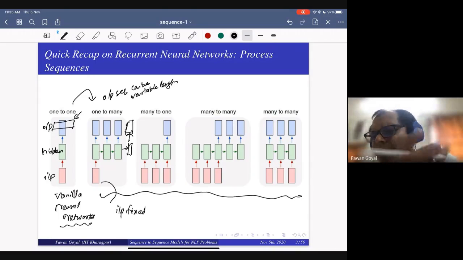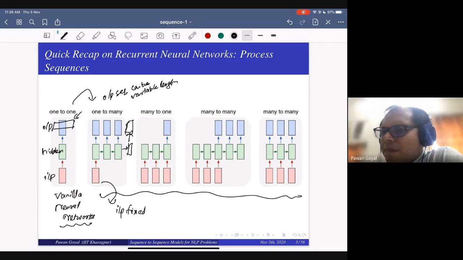Now, what kind of application do you think where this is helpful, where my input may be fixed length, but my output can be of variable length? Can someone tell me some particular application you can think of? Input is fixed length, but output can be a variable length sequence. You can put it on chat, or you can unmute and tell.